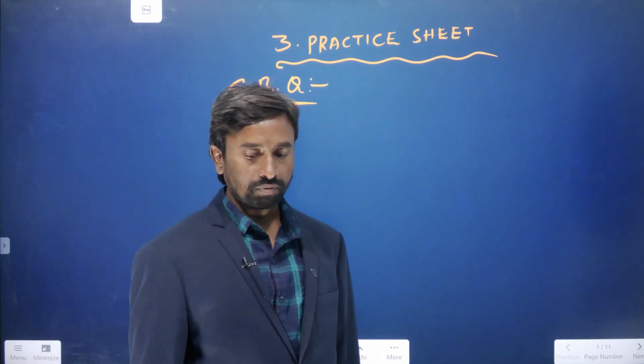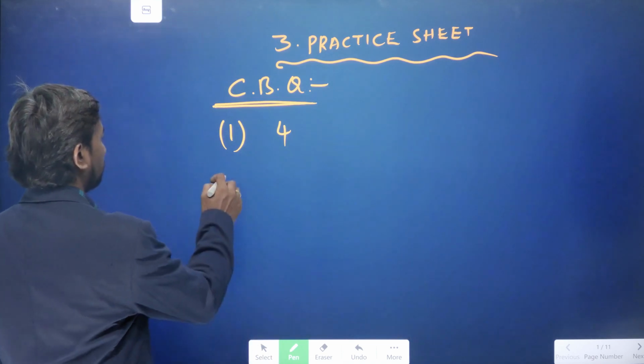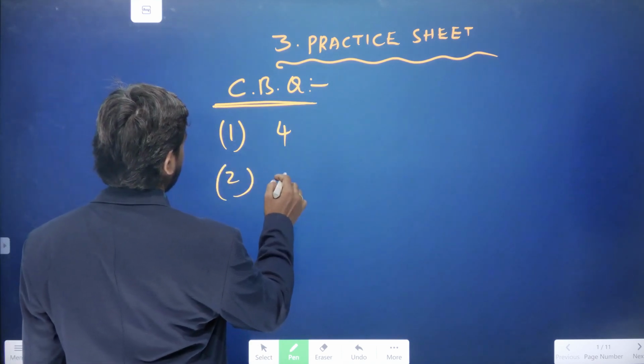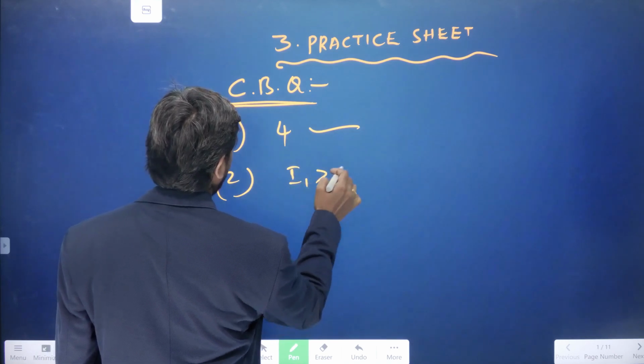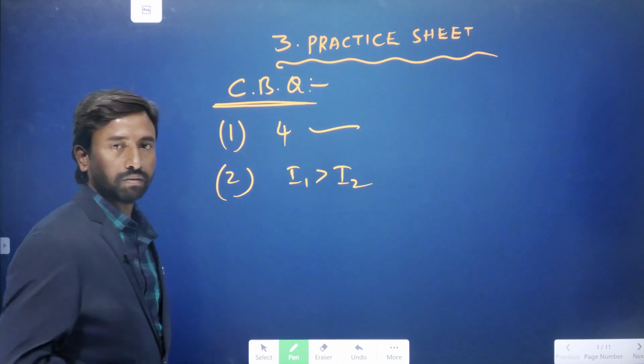So here we can choose the second option, that the moment of inertia of the first one, the boiled egg, is greater than the moment of inertia of the second one, the raw egg.